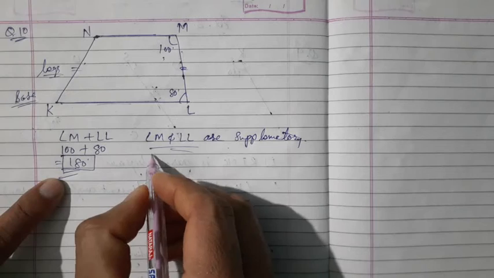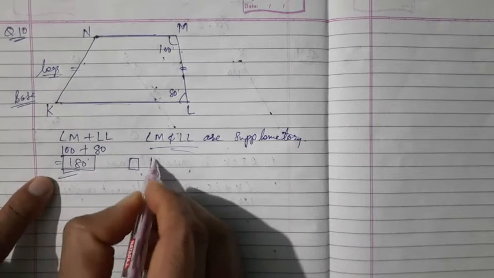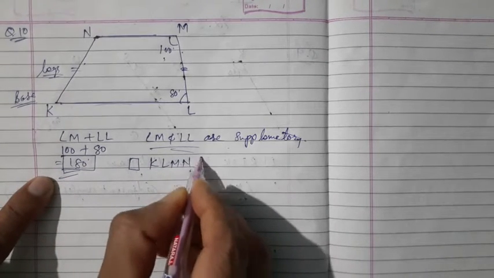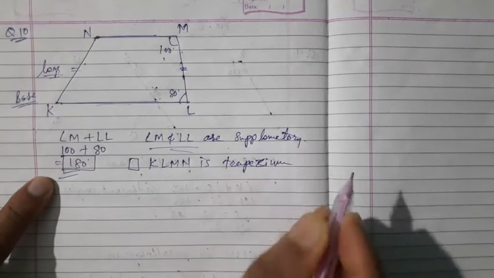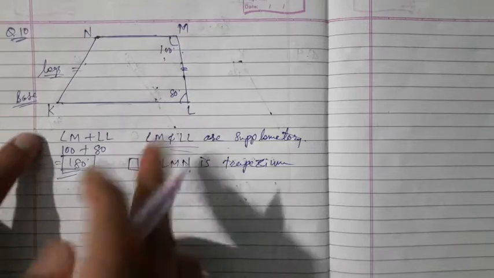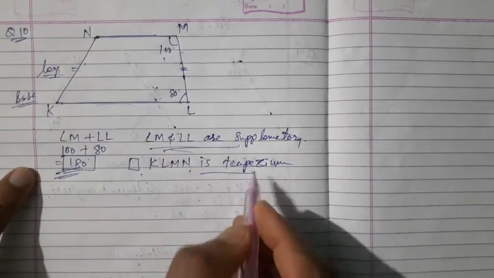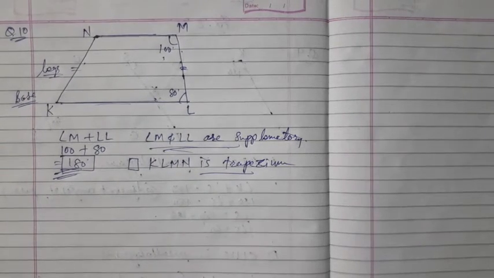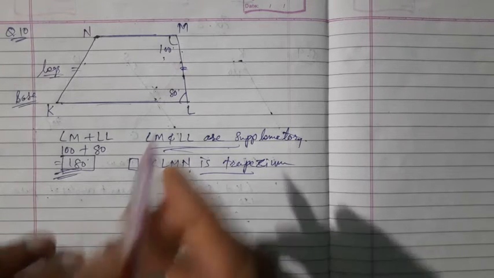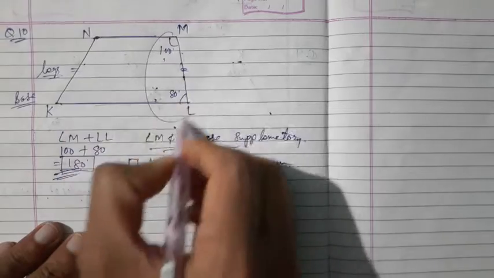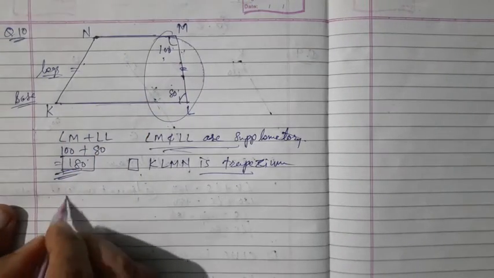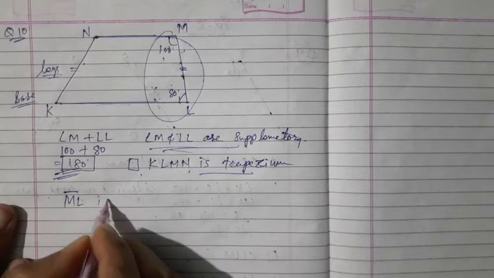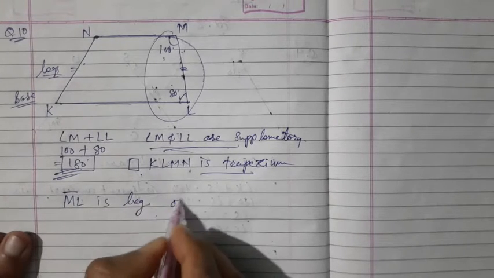That means quadrilateral KLMN is a trapezium, because one pair is supplementary, as it is given, so that is a trapezium. Now which pair of opposite sides is parallel? The sum total of these two angles equals 180, meaning they are angles on a leg, which means line segment ML is a leg of the trapezium.